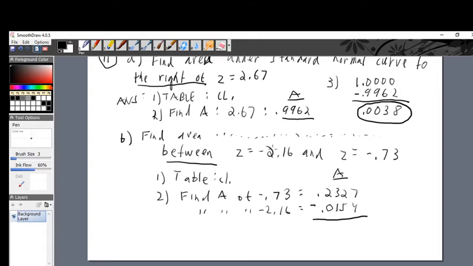Find both. They may mix you up. Maybe they put negative 0.73 first and negative 2.16 second. Don't get mixed up. You take the larger on top, the smaller on the bottom, subtract the smaller from the larger. Here comes the answer, 0.2173. Final answer, problem over. 11A and B is done. Let's get a new sheet of paper.